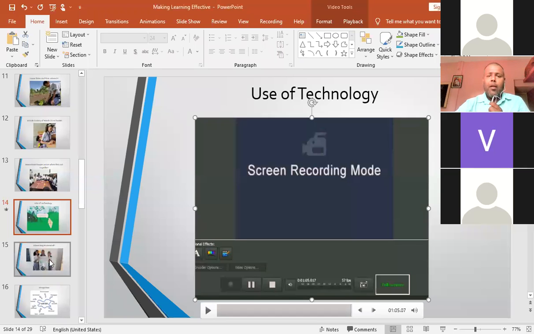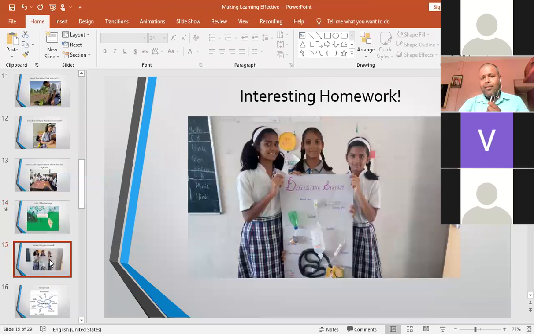Next is interesting homework. This definitely helps in making learning effective. Children are living beings who are not satisfied with something which is permanently happening with them every time. Like, if homework is only going in the form of Q&A, they might not be interested to do the homework every time. But if the same homework can go in a different form, they are eager to do it.